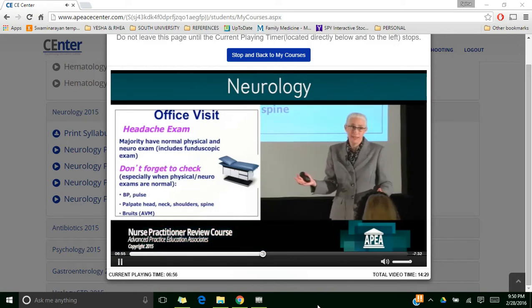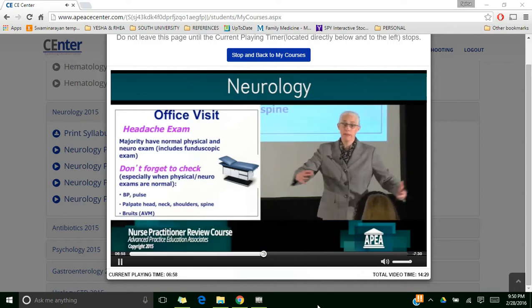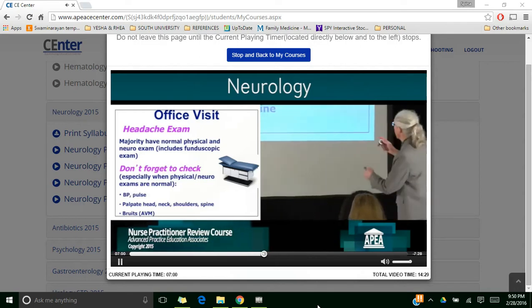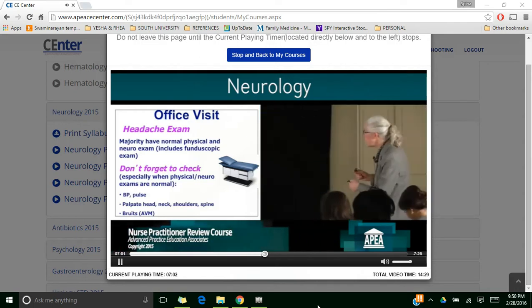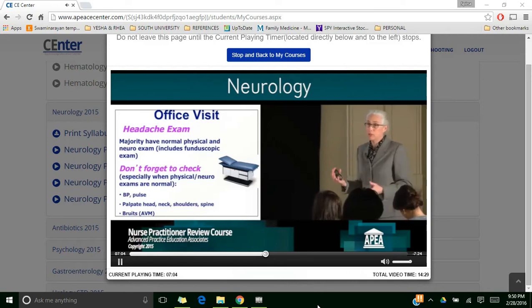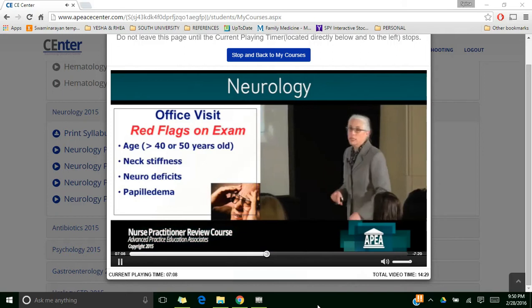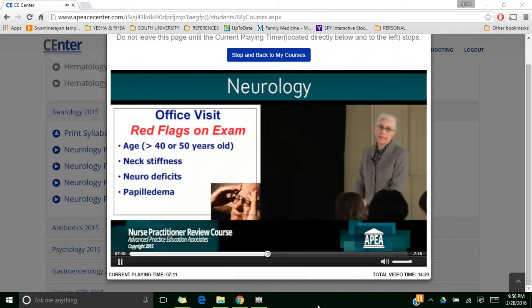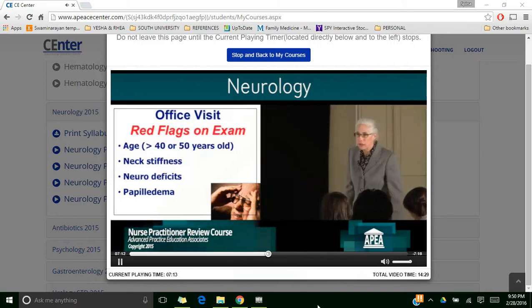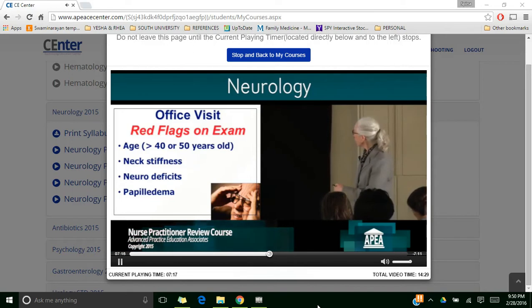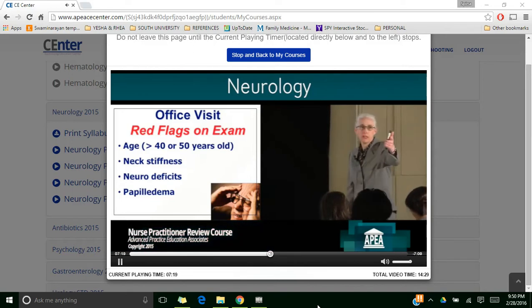So, anyway, don't forget that things that are in the head, that produce pain in the head, are not always neuro in etiology. Look at the red flags. Oh, Lordy, look at age. Greater than 40, right? That's certainly a red flag. On exam, what do you think of with neck stiffness, especially with fever? You think of meningitis. And then I want you to look at this word right here called papilledema.